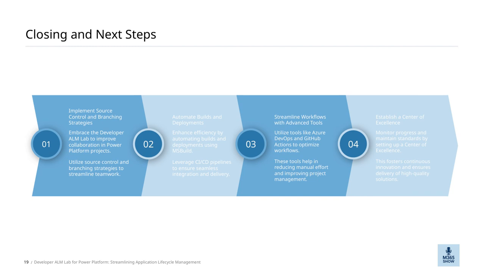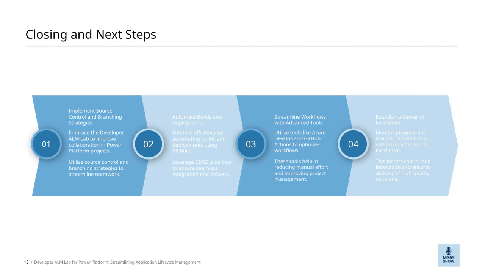Automating builds and deployments with tools like MSBuild can significantly enhance your efficiency, saving time and reducing errors. Leveraging CI/CD pipelines ensures that your integration and delivery processes are seamless, which is critical for consistent quality. Tools such as Azure DevOps and GitHub Actions are powerful in optimizing your workflows. By automating manual tasks, you free up your team to focus on more strategic work.